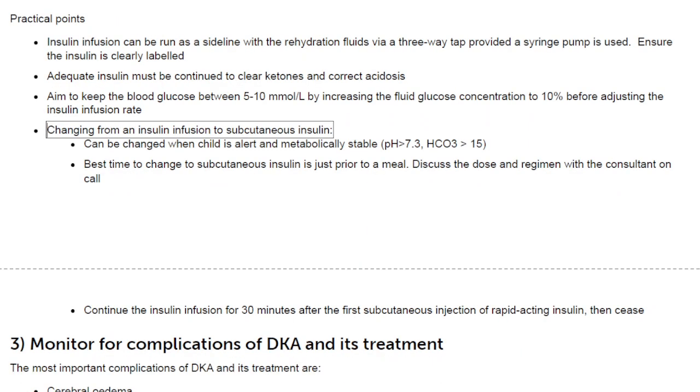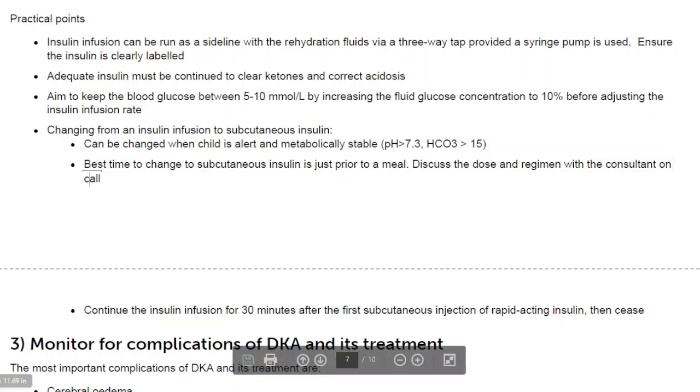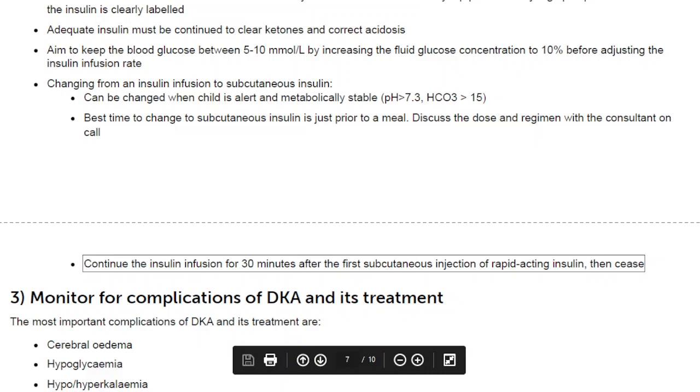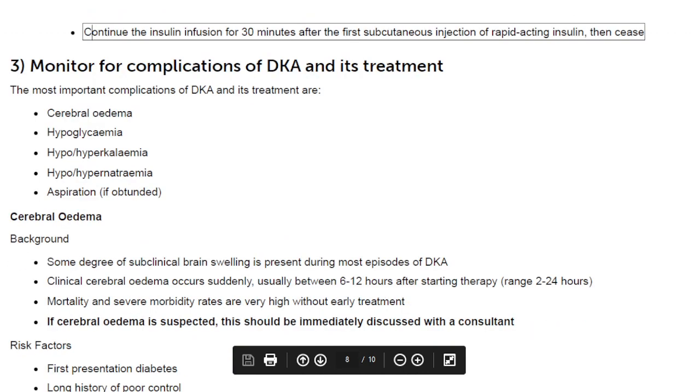Changing from an insulin infusion to subcutaneous insulin can be done when the child is alert and metabolically stable, pH greater than 7.3, HCO3 greater than 15. Best time to change to subcutaneous insulin is just prior to a meal. Discuss the dose and regimen with the consultant on call. Continue the insulin infusion for 30 minutes after the first subcutaneous injection of rapid-acting insulin, then cease.